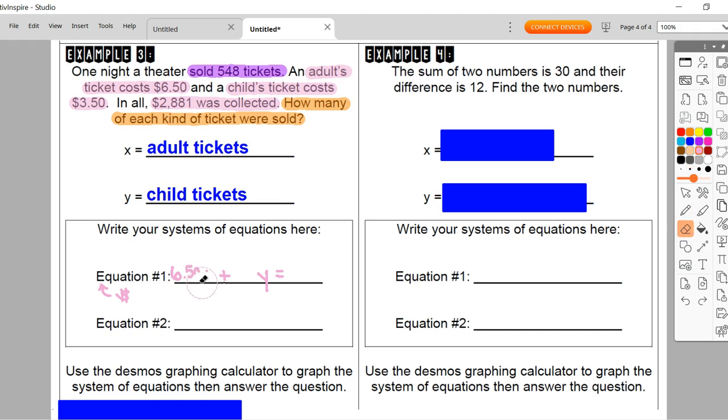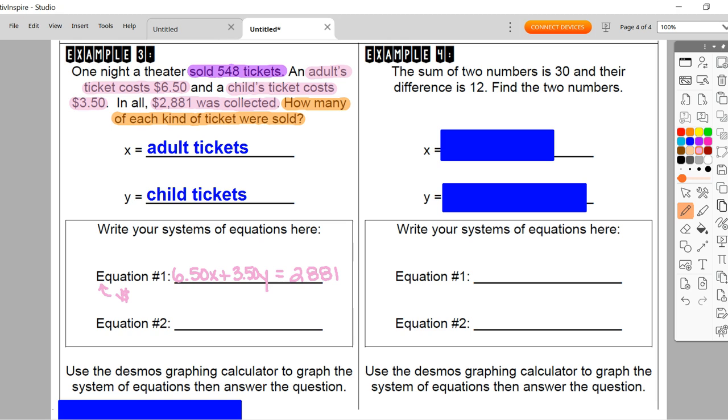In front of my Y as my B value, that's going to be the cost, since it's the cost equation of the child tickets. We'll write it directly highlighted above, was $3.50. Last but not least, I equal to the total dollar amount. The total dollar amount was not 548, that was the ticket amount, but the dollar amount of $2,881.